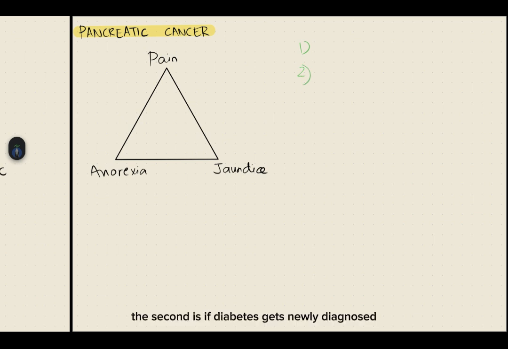The second is if diabetes gets newly diagnosed, especially in a relatively elder patient. Third is unexplained weight loss and fatigue. Fourth is migratory thrombophlebitis, which has a better name called Trousseau sign. Again, the gold standard for diagnosing pancreatic cancer is CT with IV contrast, and generally, these patients come with a very poor prognosis. So, the things that we can do in the ED is just make their stay comfortable by appropriate pain management. This brings us to the end of this lecture.